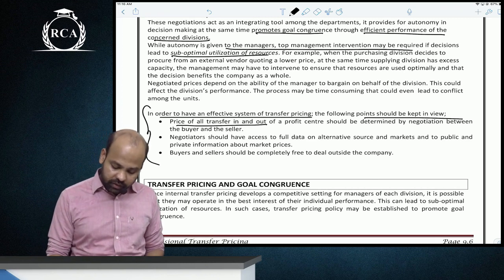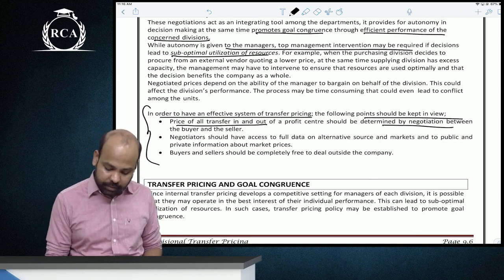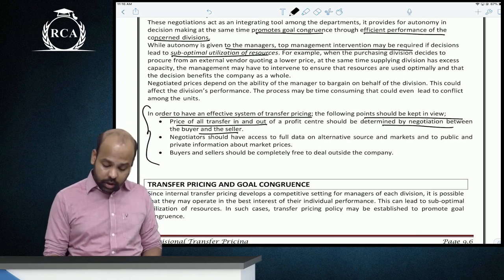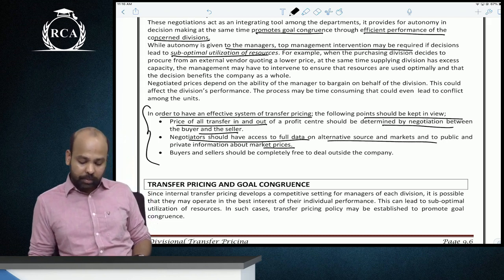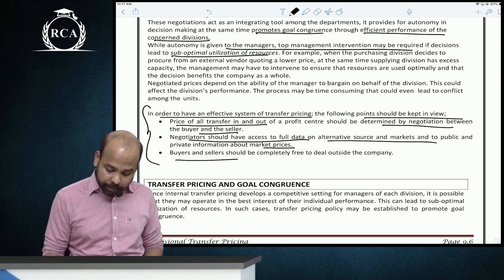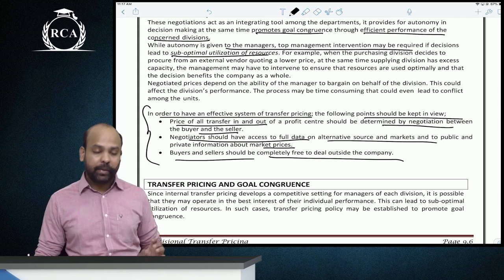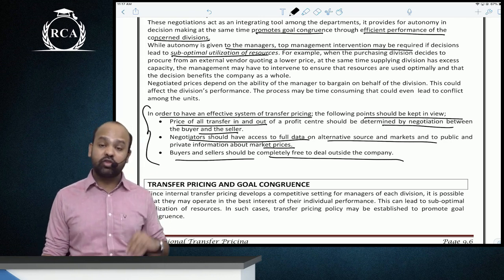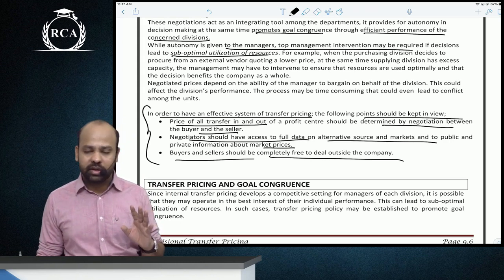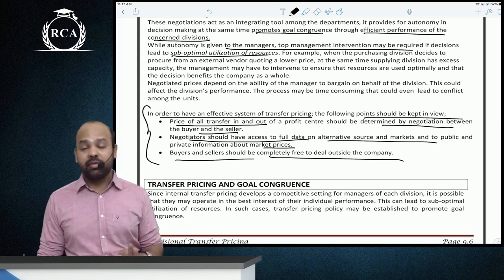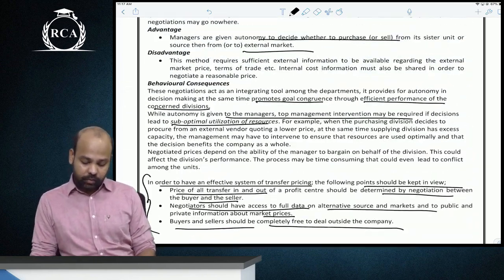So negotiations: prices of all transfers in and out of a profit center should be determined by negotiation between the buyer and seller. Negotiators should have access to full data on alternative sources and markets and to public and private information about market prices. Buyers and sellers should be completely free, beta, to deal with outside the company. You give this independence to them. If they have access to all the information inside and outside the organization, then yes, it will be effective. Otherwise, it is not going to be effective. Yes, sir. Understood? Yes, sir.